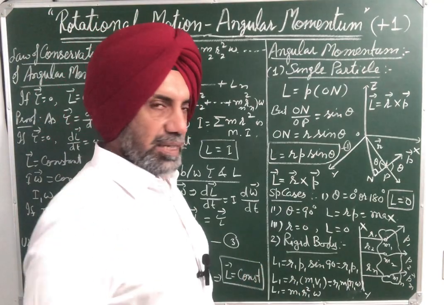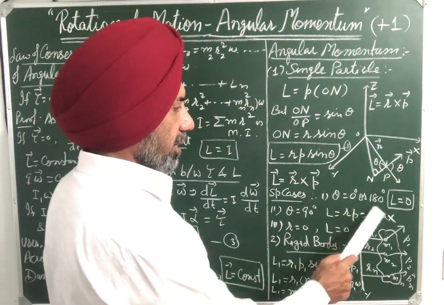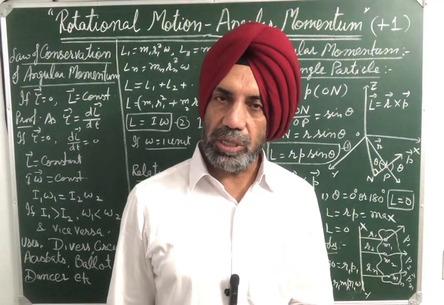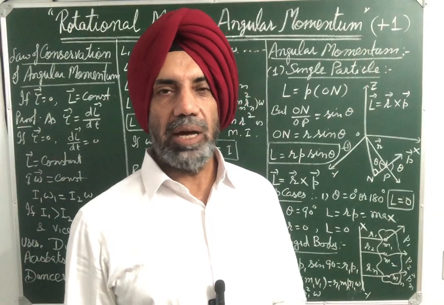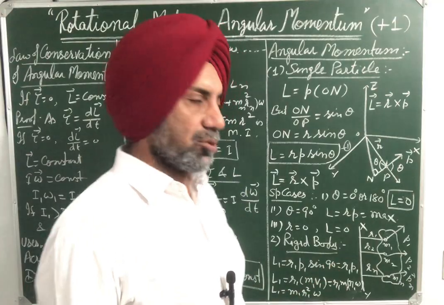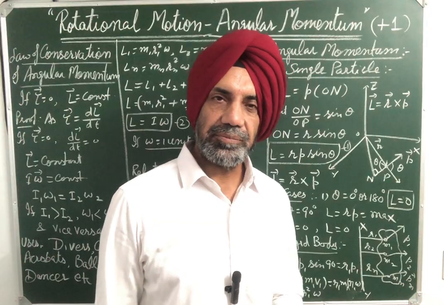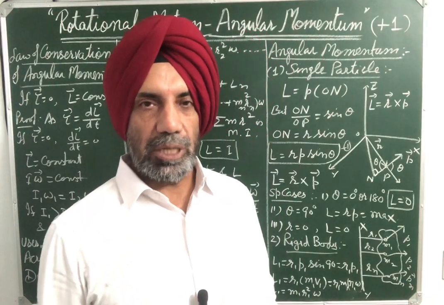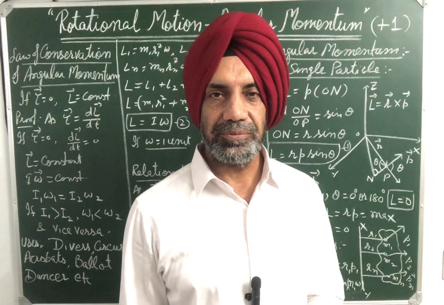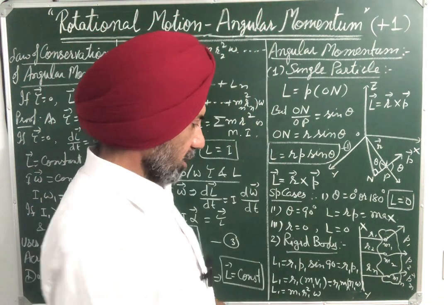So special cases: when theta is equal to 0 degree or 180 degree, L will be 0. So we cannot open or close the door by applying force parallel to the plane of the door, because torque is 0 as well as angular momentum is also 0. When theta is 90 degree, angular momentum is maximum. So it is very easy to open or close the door by applying force at an angle of 90 degree to the outer edge of the door, because both torque and angular momentum are maximum.